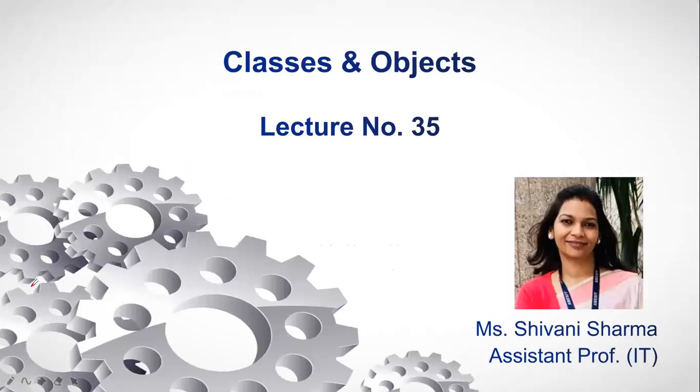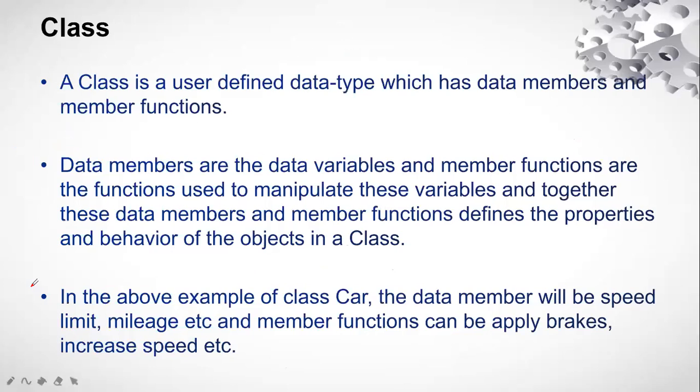Next, we are going to talk about classes and objects. Now, this is the main concept in C++ that is going to be used. If you remember, I have already told you earlier about classes. That is, a class is a user-defined data type which has data members and member functions. I have already given you the theoretical concept and how we write the class in C++.